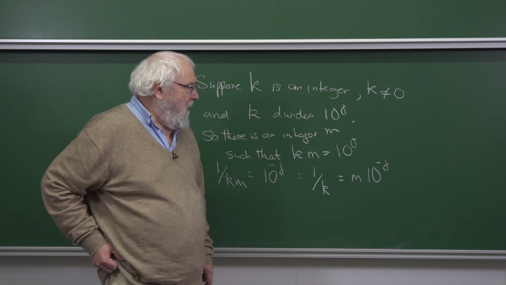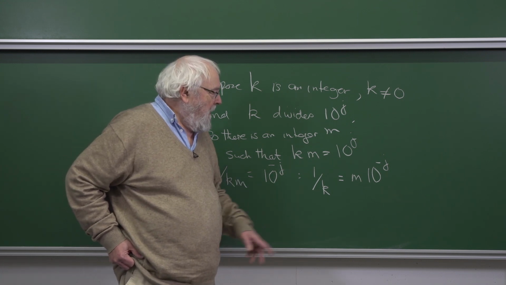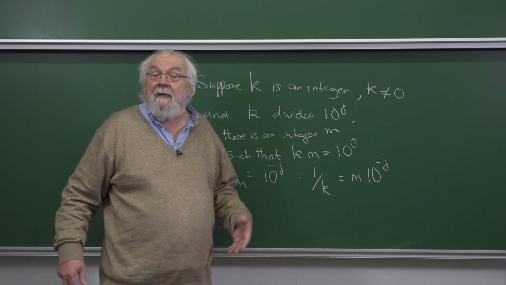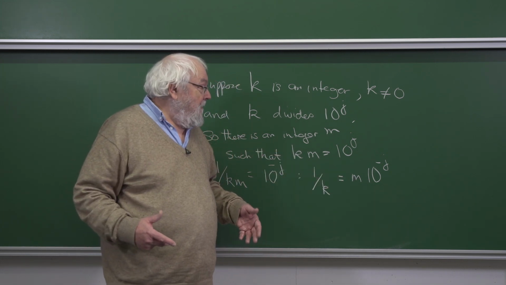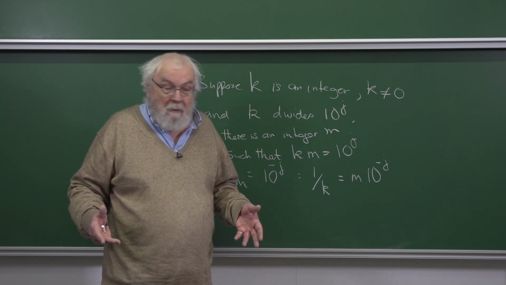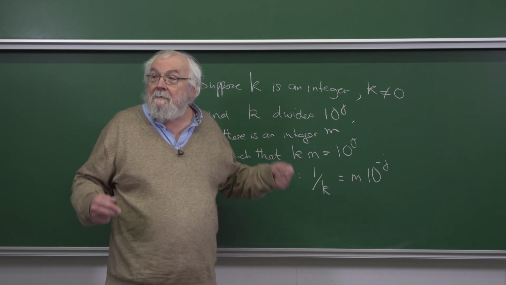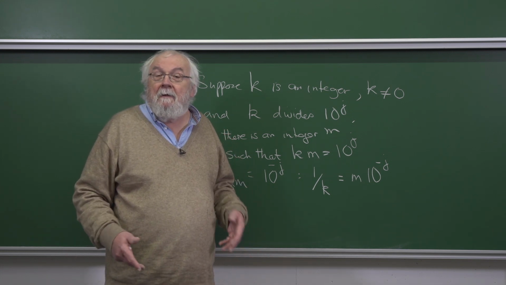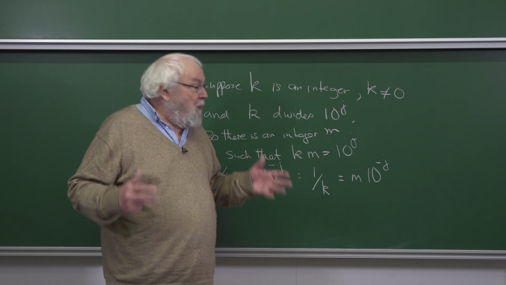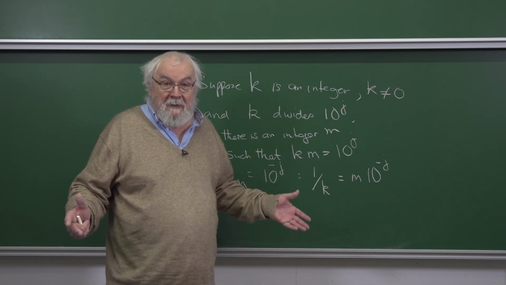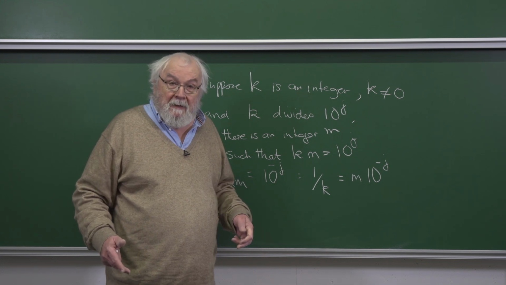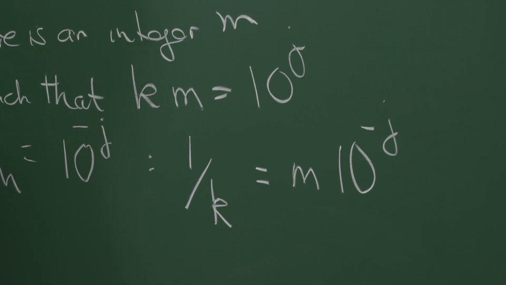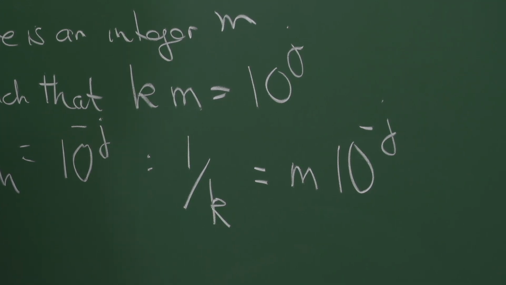Now, 10 to the minus j has a terminating decimal expansion, and multiplying this by m, if m is a positive integer, it's just the sum of copies of 10 to the minus j. If m is a negative integer, it is minus the sum of various copies of 10 to the minus j. And when you add up finitely many terminating decimal expansions, you get a terminating decimal expansion. And it doesn't matter if you stick a minus sign in the front. So either way, 1 over k is, in these circumstances, representable by a terminating decimal expansion.